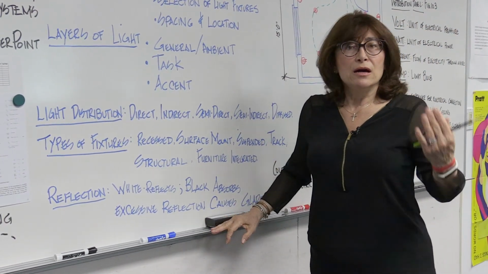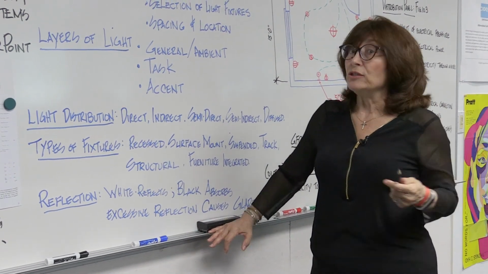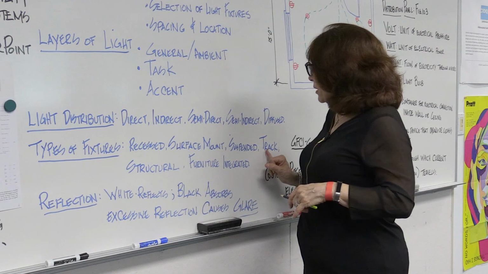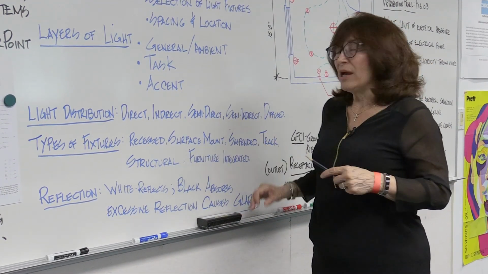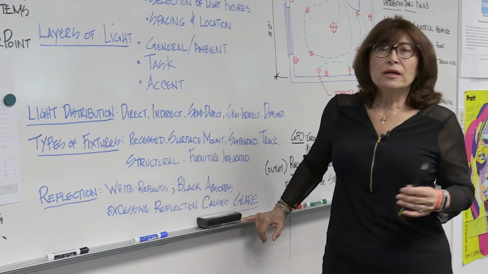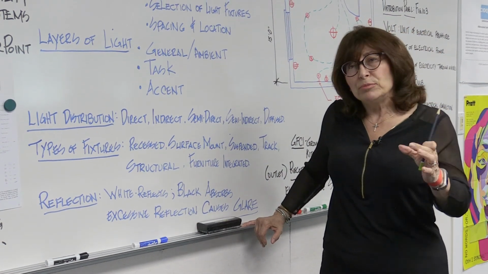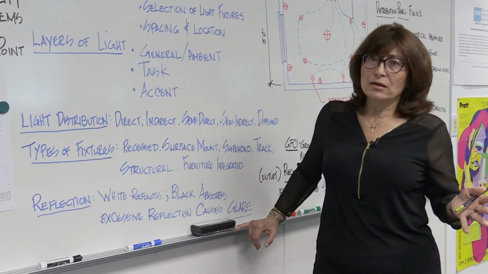Track is lighting that is attached to a particular track. They do have suspended tracks, but a typical track is mounted on the ceiling. What's nice about track is that it's very flexible. The only thing you have to be careful of, track is pointing in a particular direction, so you have to make sure that it's not glaring.